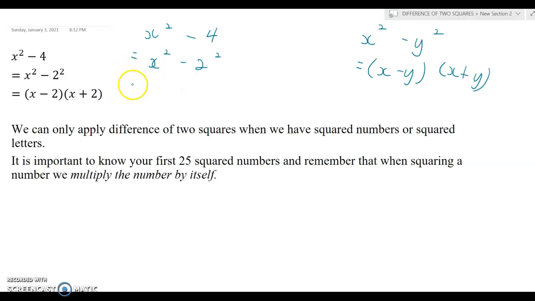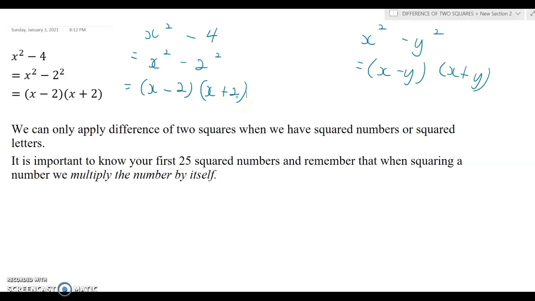So once we have it in this form, one squared term take away another squared term, then you can put it in the generalized form. The first is x, take away the second one, which is 2, and in the next bracket, you just add them, x plus 2. And that is my answer.